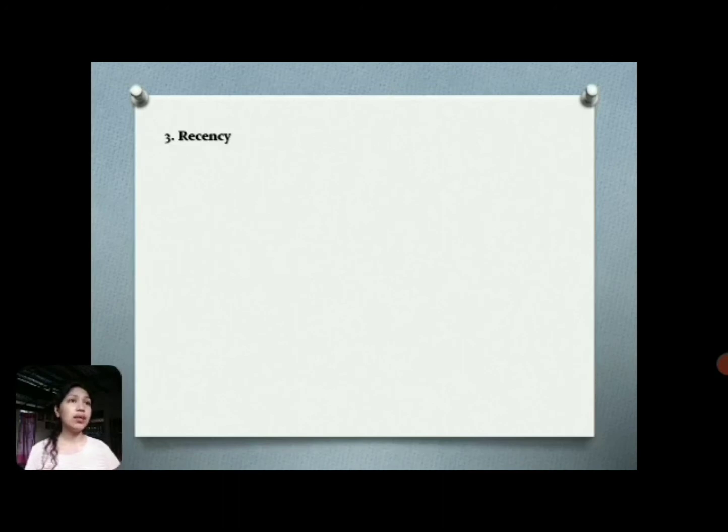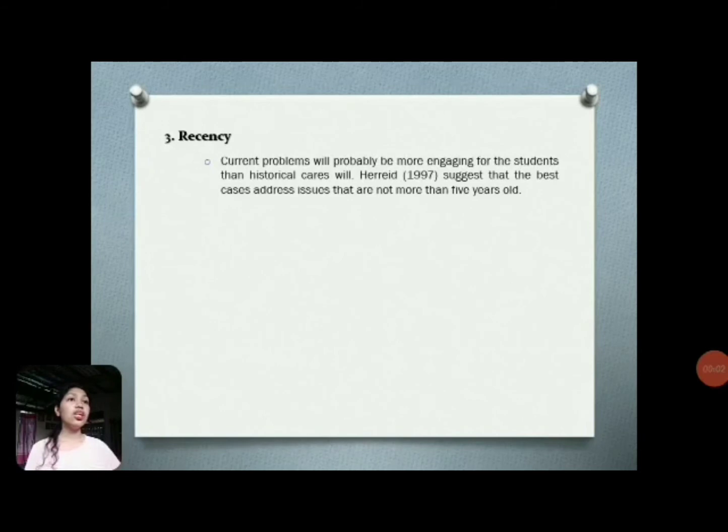Number 3, recency. Current problems will probably be more engaging for the students than historical cases. Herod 1997 suggests that the best cases address issues that are not more than 5 years old.